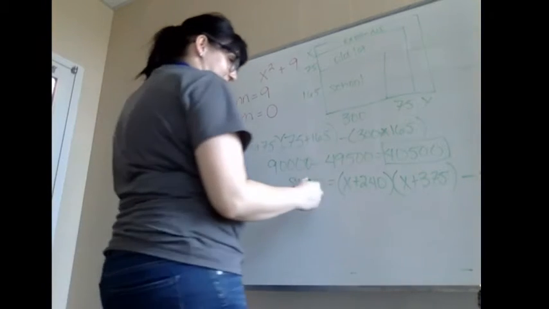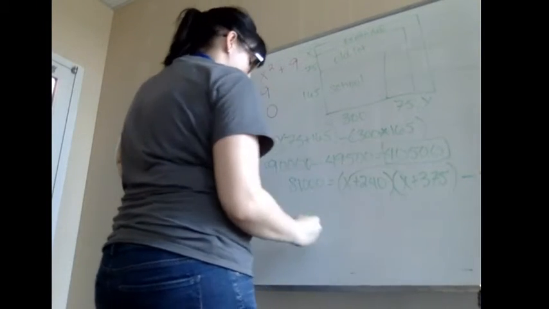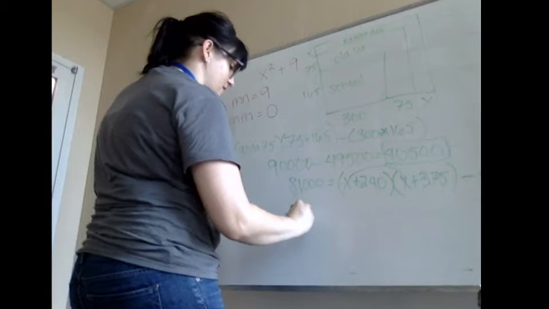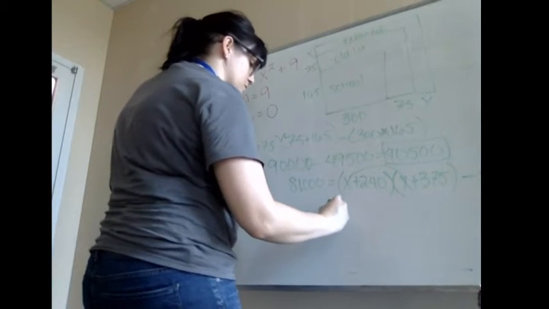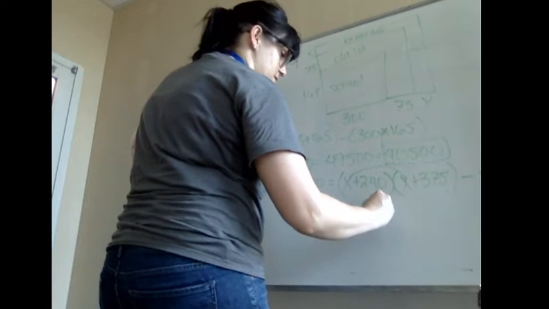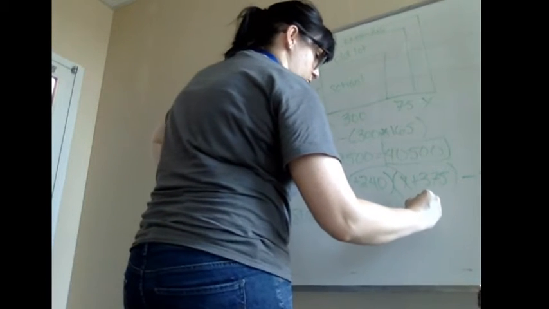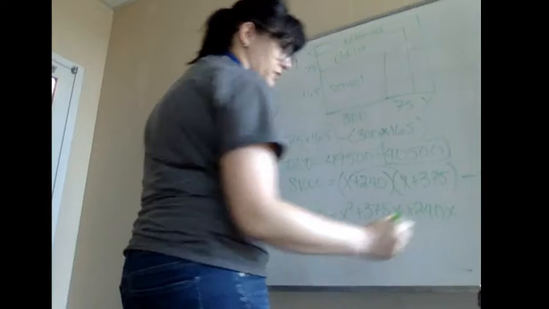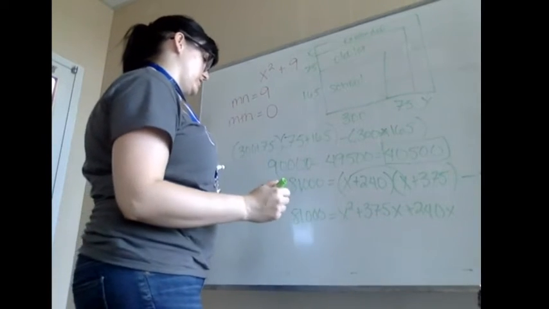Okay, so then we're going to have, if we FOIL this out, 81,000 equals x squared plus 375x plus 240x plus, what's 240 times 375? 90,000?